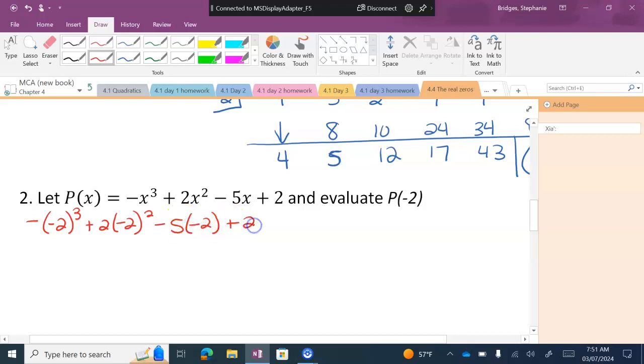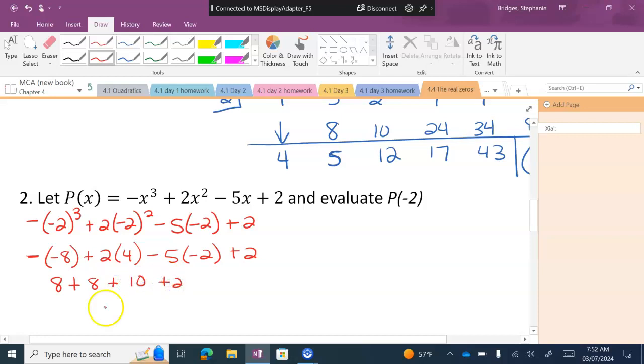I'm going to go through and take care of my exponents first. That negative on the outside stays. If I take -2 and multiply it 3 times, that gives me a -8. If I take -2 and square it, that gives me a +4. I'm going to leave everything else the same for now. A -8 turns positive, right? And then 2 times 4 is 8. What's -5 times -2? +10. And then if I add all that together, I get 28.